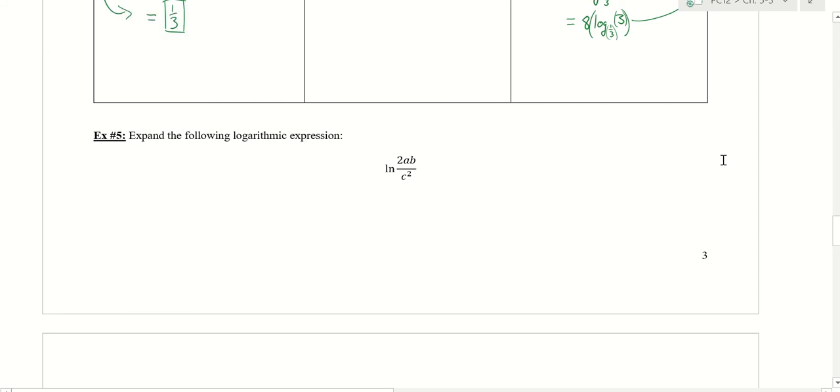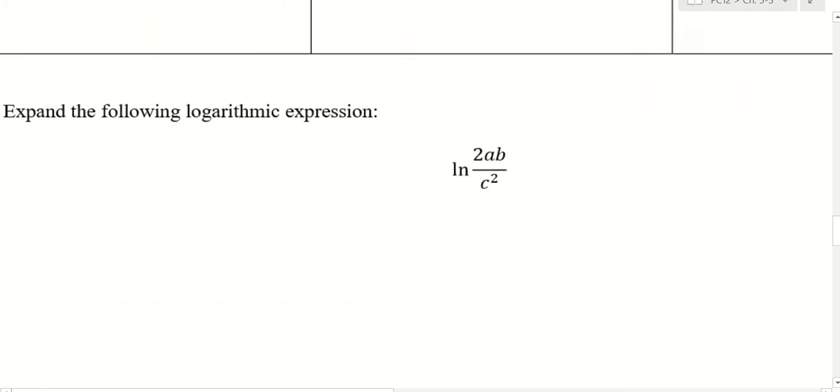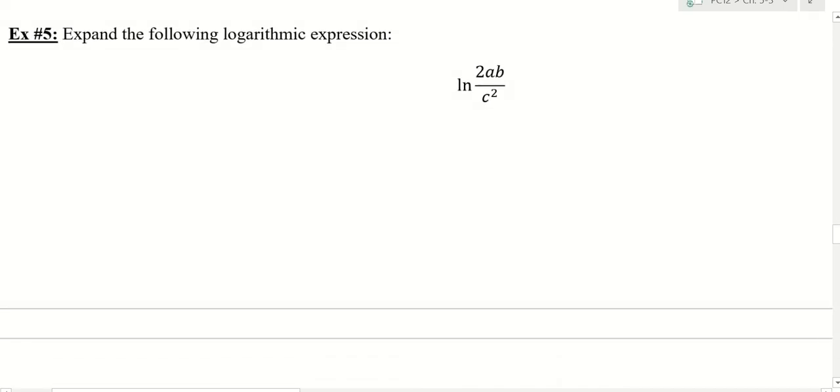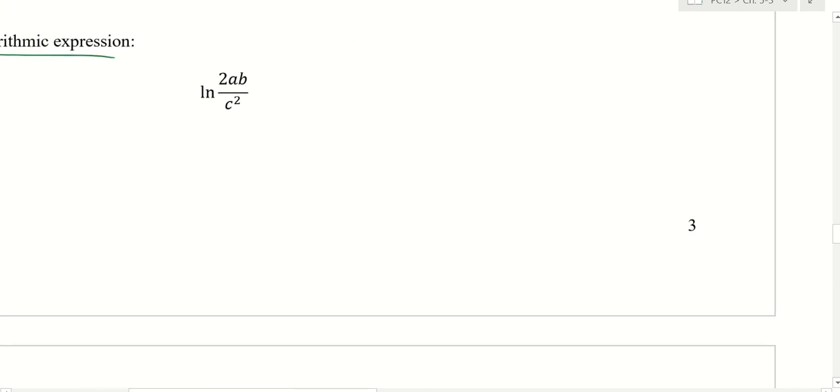Okay, so let's jump through these next examples here and see if we can make sense of them. So here in example 5, we need to expand the following logarithmic expression. So here we have ln, as a reminder.